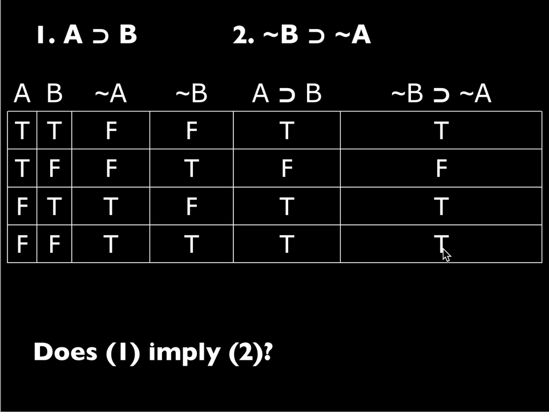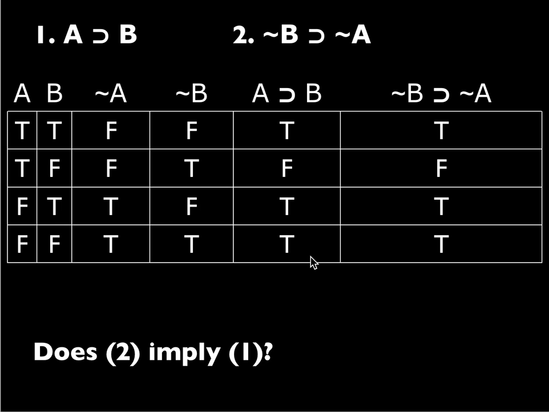So we know that these two are equivalent and they are consistent. Now let's ask our implication questions. Does 1 imply 2? We're going to look for any row where 1 is true but 2 is false. And you can see here's 1, here's 2. There's no row where 1 is true and 2 is false. So 1 does imply 2.